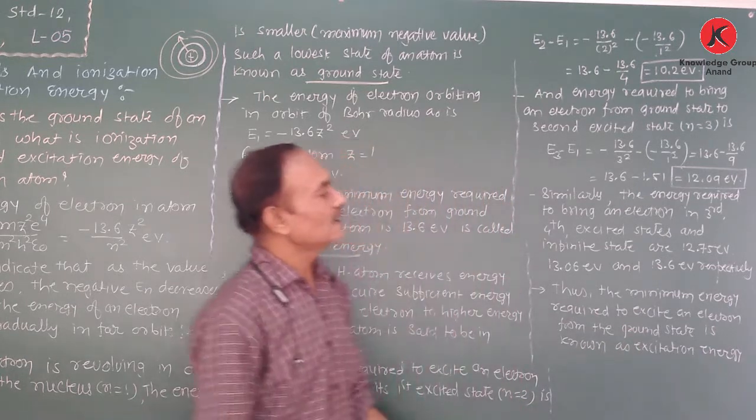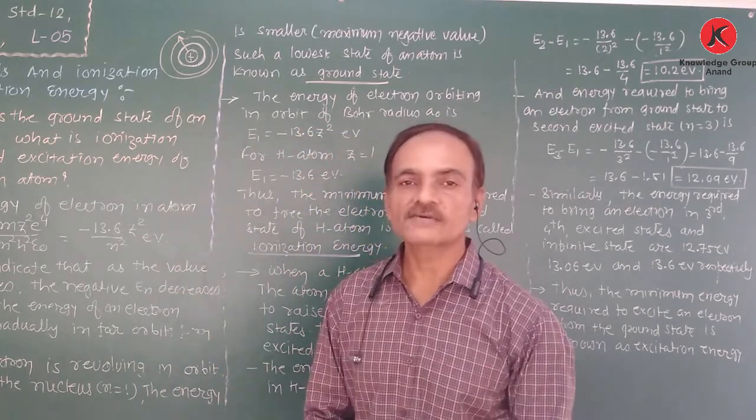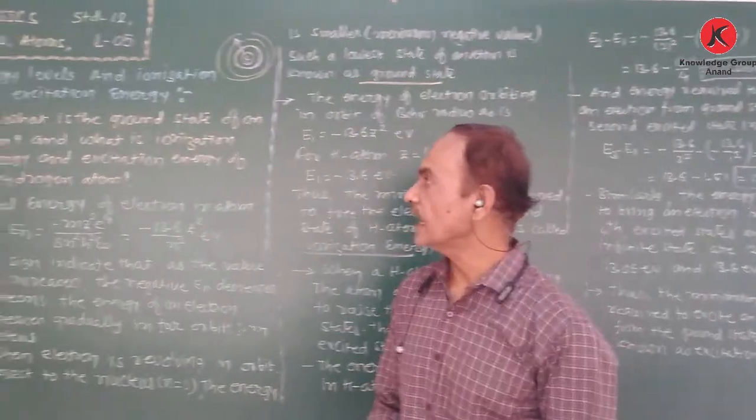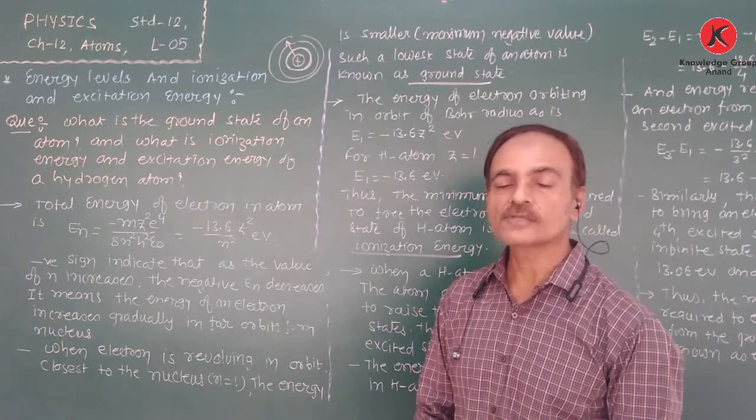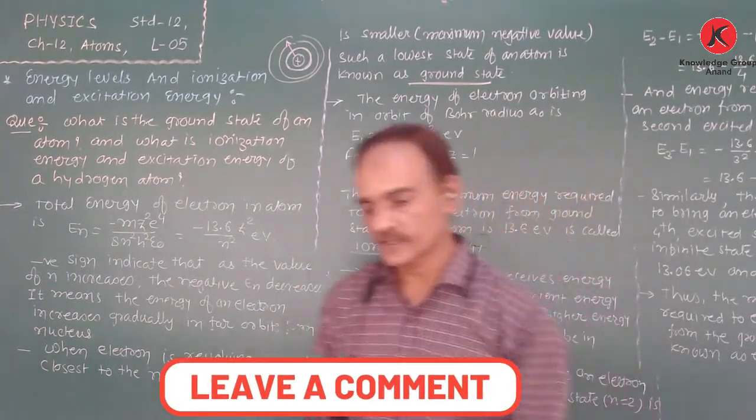So that is the discussion about the ground state, ionization energy, and excitation energy, and also we do the graph of the energy levels. Clear?